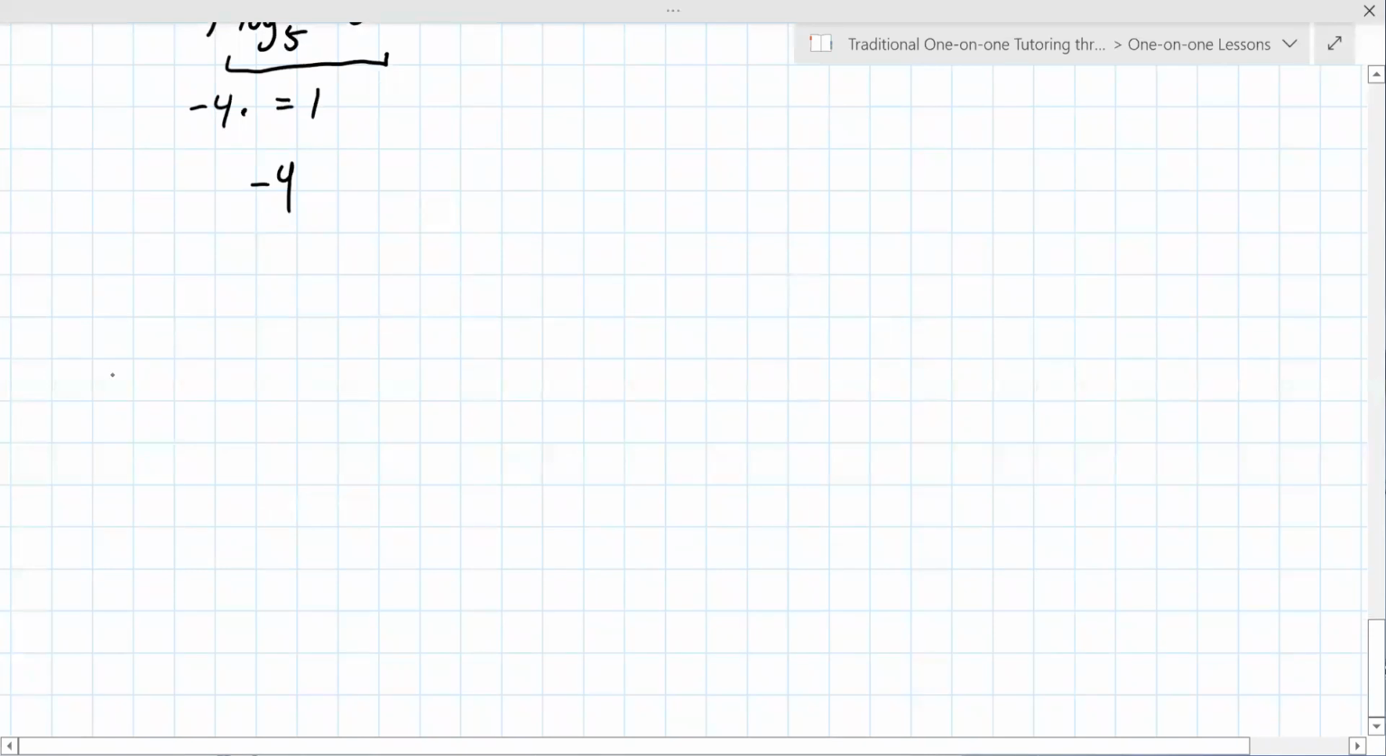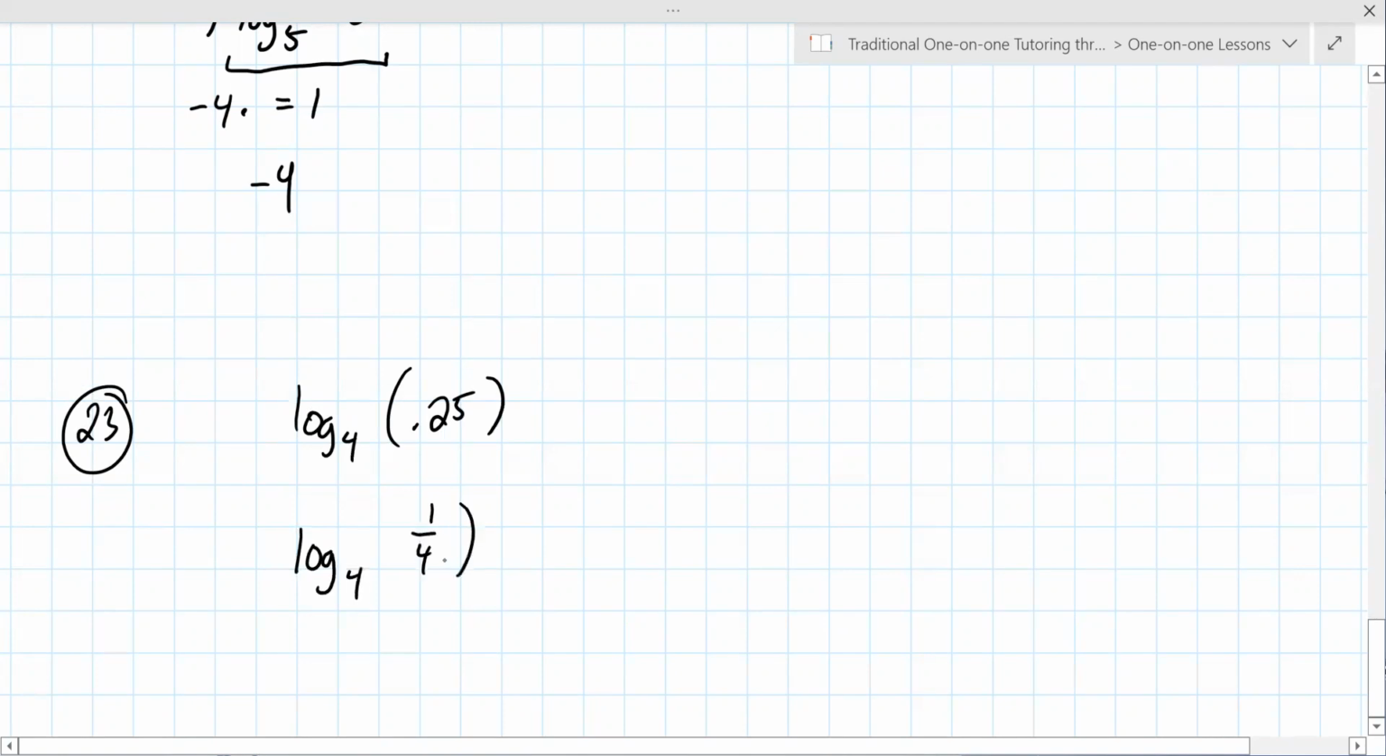Fantastic. All right, 23. Log base 4 of 0.25. So what I would do here is rewrite 0.25 as a fraction. And now you can treat it like the previous problem. The base here is important, the fact that it's a 4. So maybe you haven't done this in a while, but it's really 4 to the 1, so you can bring it up as 4 to the -1.